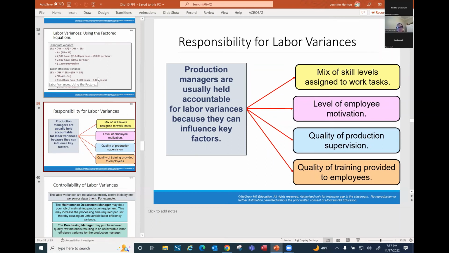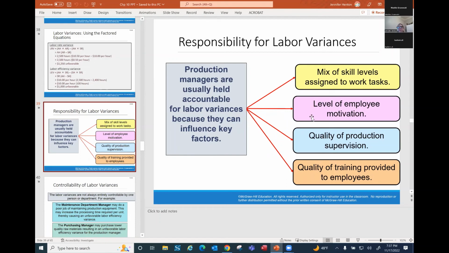So, responsibility for labor variances. The production managers are usually held accountable for labor variances because they can influence key factors. Remember, the production manager is the one out there on the production floor, and they have control over the labor, which is the employees that are working. They have a mix of skill levels assigned to work tasks. Sometimes you can keep the cost down a little bit if you can have a mix.